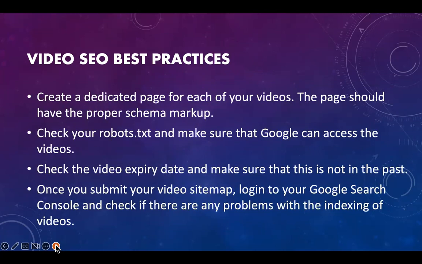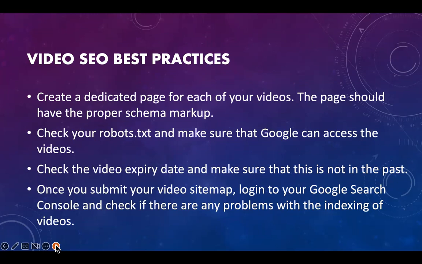So video SEO best practices continue. You can also create a dedicated page for each of your videos. The page should have proper schema markups. We already said you could use plugins to get this working for you. Check your robots.txt and make sure that Google can access the video. Check the video expiry date and make sure that this is not in the past.